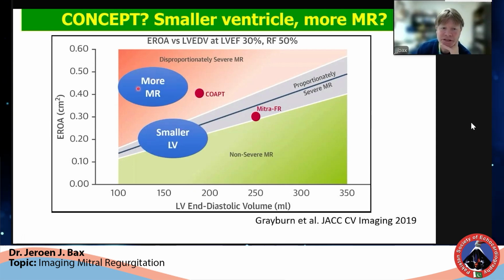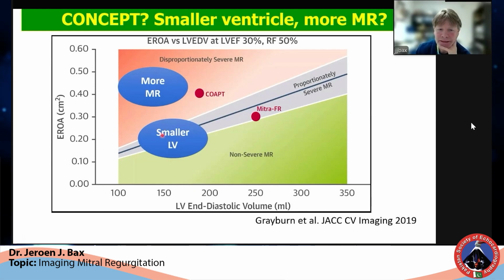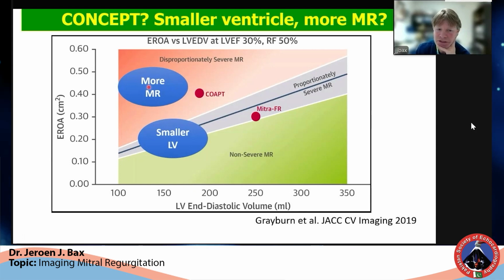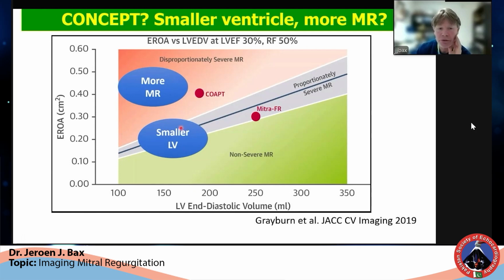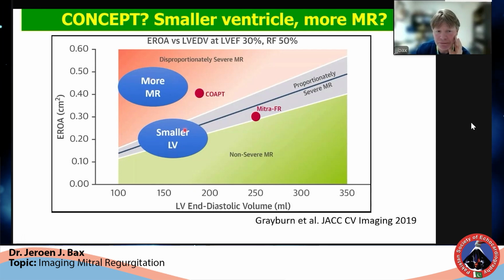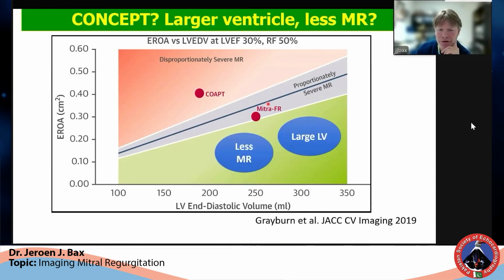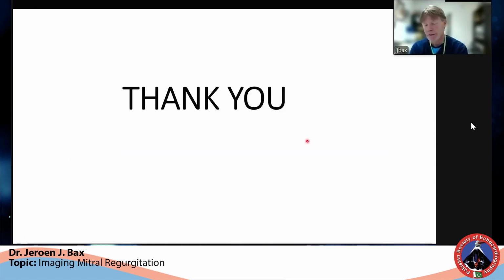This is more MR in the COAPT, and this is a smaller LV. So the COAPT patients had more a mitral regurgitation disease and a relatively smaller ventricle. So these patients had a better substrate. If I take away that MR, this ventricle can pick up the work. And this was the MITRA-FR again, less MR and a large LV. This is a burned out ventricle. If I close the back door, I kill the ventricle and he cannot pump forward. I hope that I made it clear.